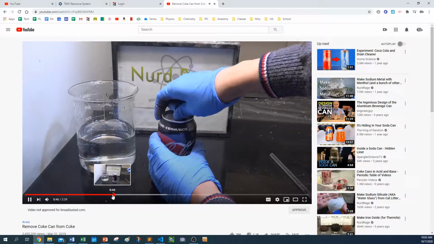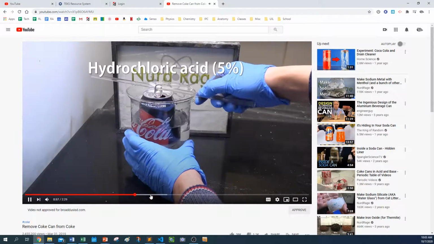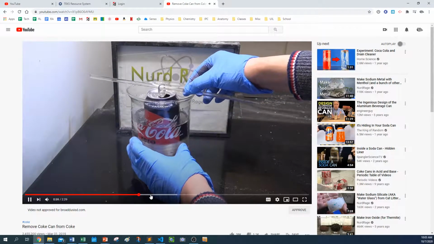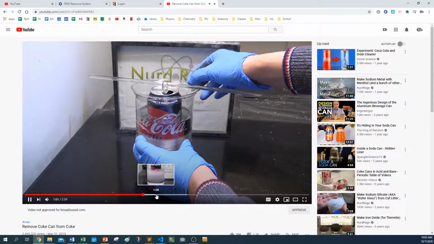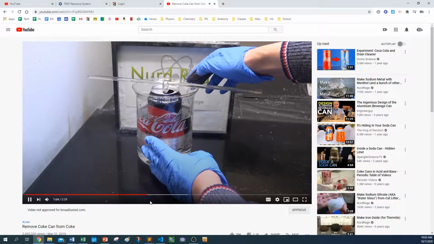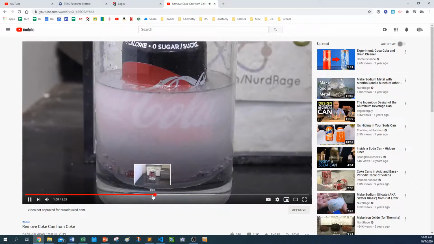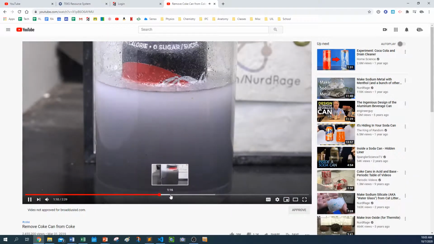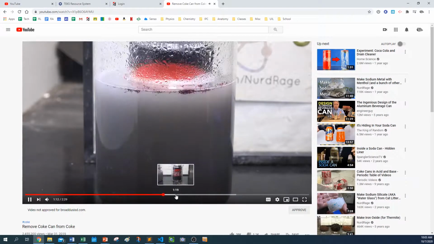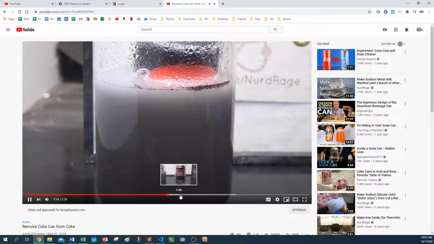So he scratches off the paint. I tried to use 5% vinegar, but it didn't seem to work. As usual, I should warn you that hydrochloric acid is corrosive and you should wear gloves when handling it. Anyway, it's dissolving away the metal. As it reacts, the acid dissolves the aluminum can and produces aluminum chloride. It's dangerous. This is how we're removing the can without touching the coke.